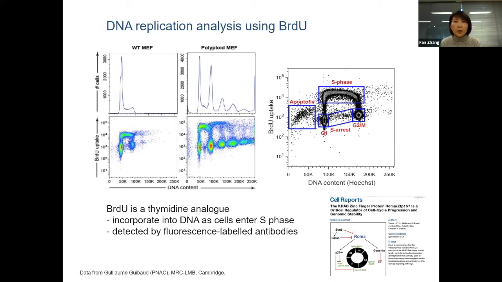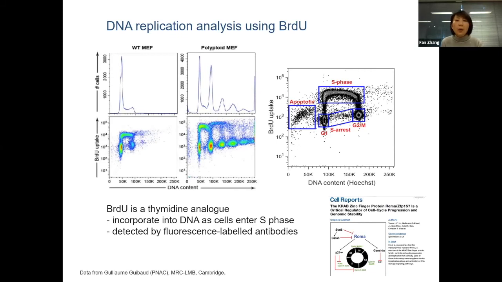BrdU is used to assess DNA synthesis in the cell cycle. BrdU is a thymidine analog incorporated into DNA as cells enter S phase. So this S phase can be identified by detecting BrdU using a fluorescence-labeled antibody.